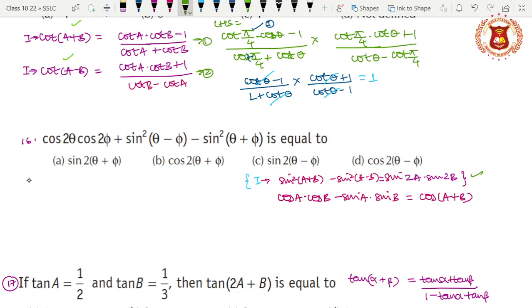Okay. Now we can write this identity as sin square a minus b. I multiply both sides by minus 1 here. Okay, this will become plus and this will become minus here.